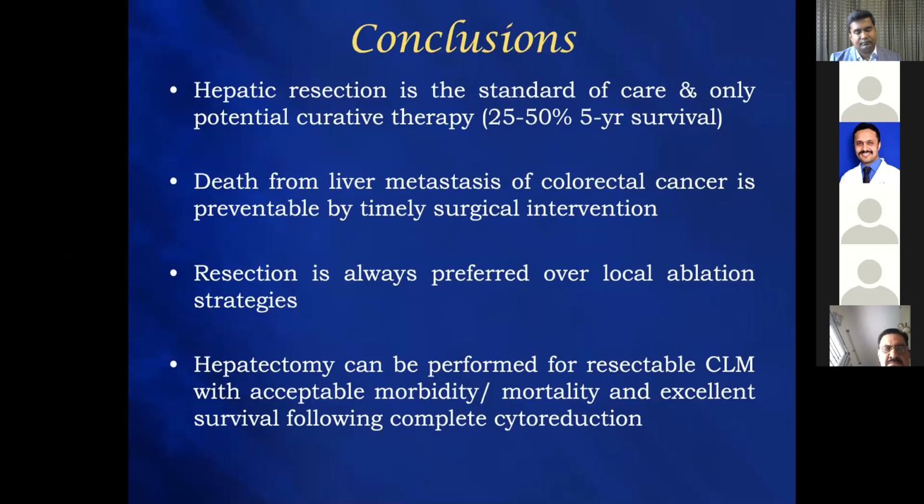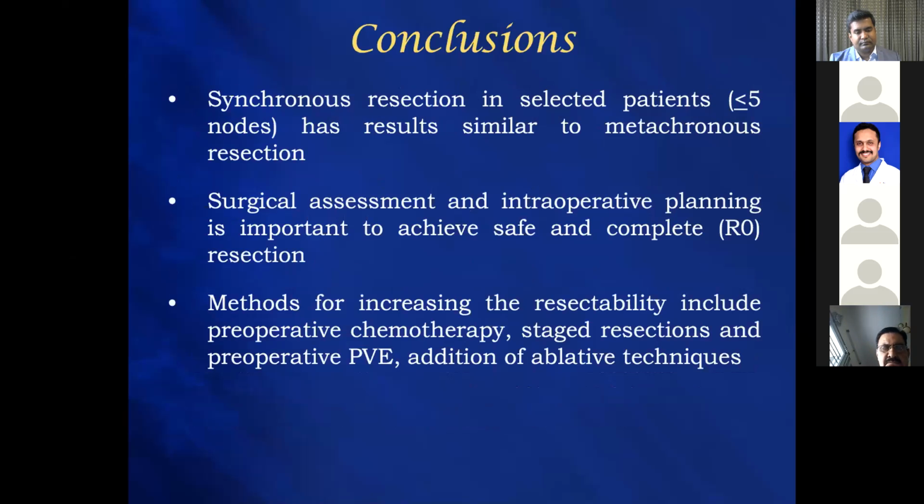Hepatectomy can be performed for resectable colorectal metastasis with acceptable morbidity and excellent survival following complete cytoreduction only. So synchronous resection in selected patients with less than 5 nodes has results similar to metachronous liver metastasis and resection. Surgical assessment and intraoperative planning is important. Methods for increasing the resectability include preoperative chemotherapy or addition of ablative techniques, staged resections, or preoperative portal vein embolization.